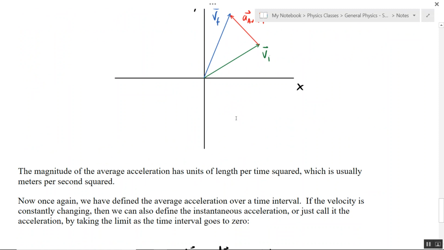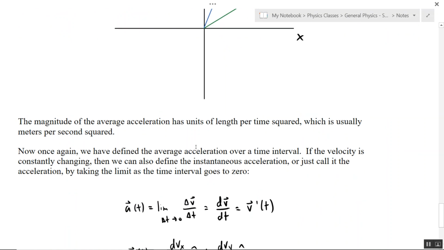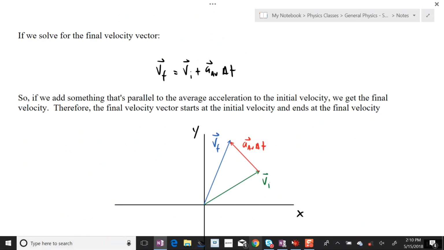All right, so we'll do some examples with acceleration, but you can take a 10-minute break, and then after the break we'll do examples with acceleration. All right, take a break, come back at like 2:20.